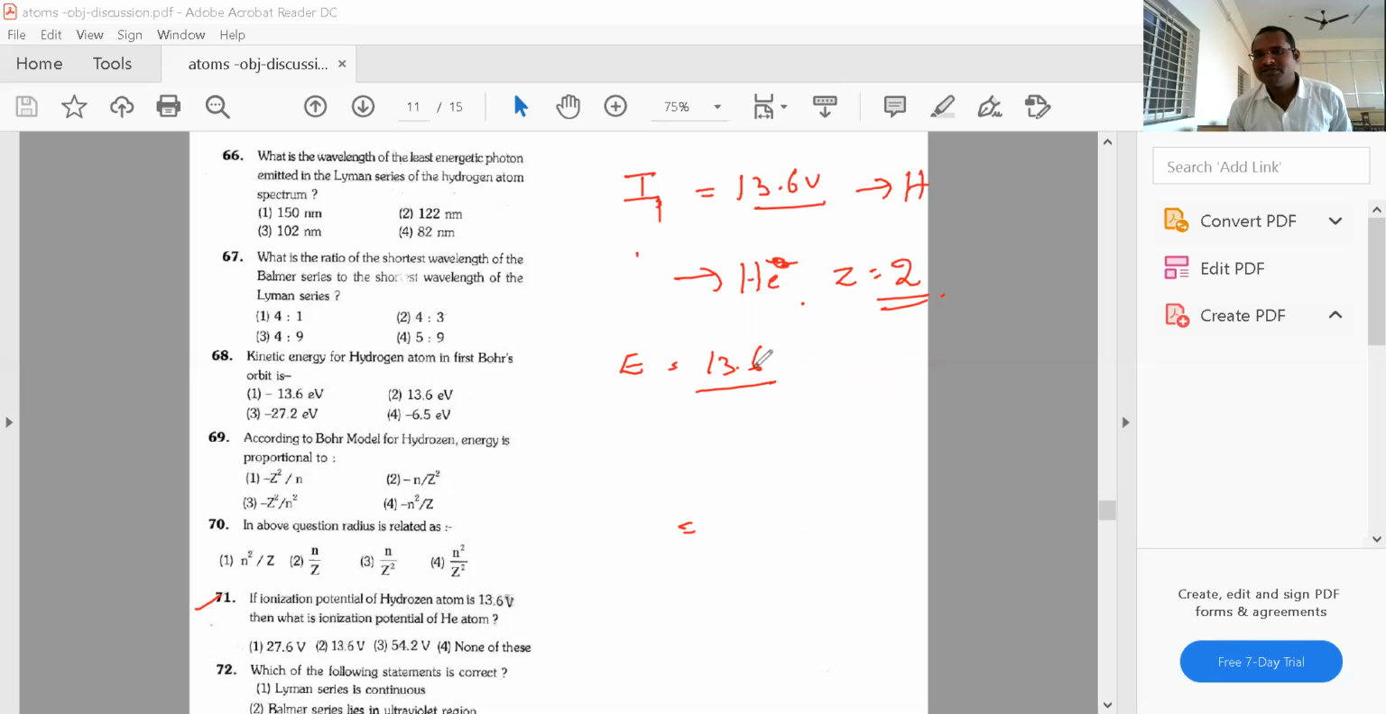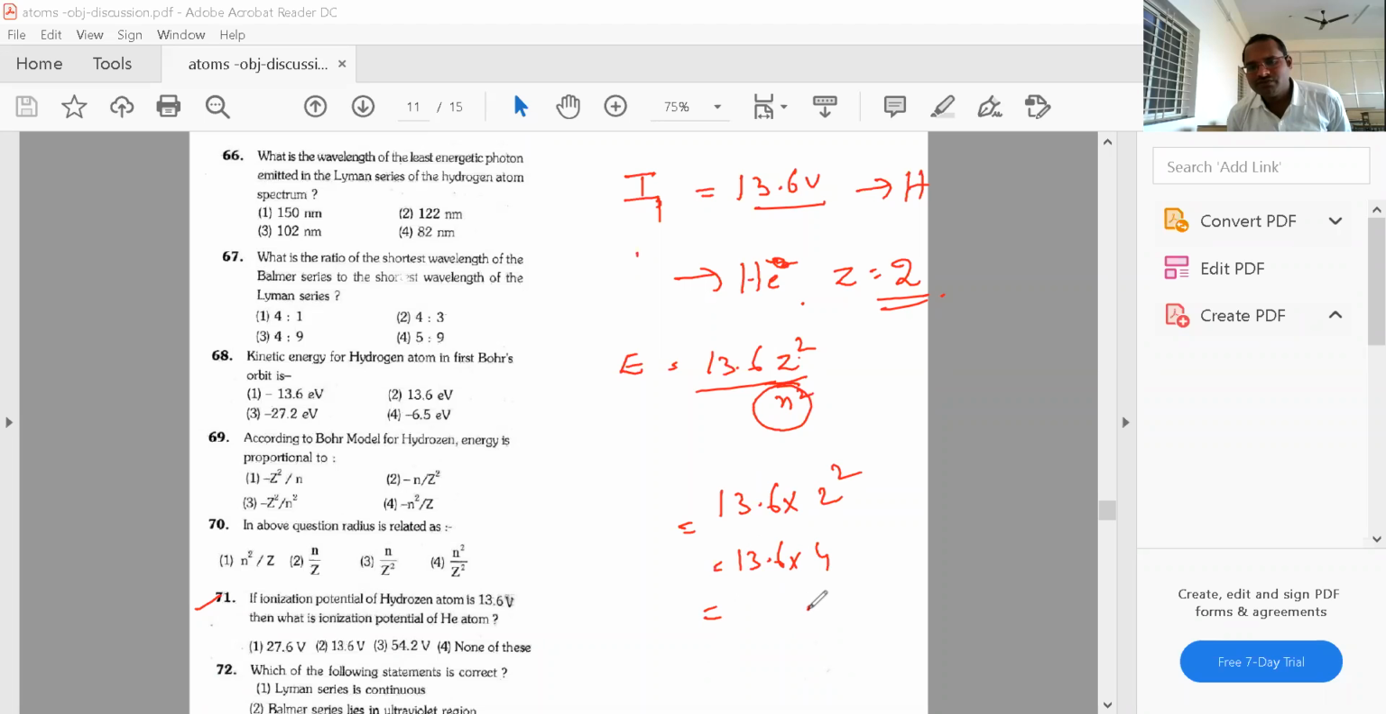You know, energy is equal to 13.6 Z square by N square, no? Yes. So they are not saying anything about N. So it is directly proportional to Z square. Means 13.6 into 2 square, which is 4. So calculate it. What will you get?